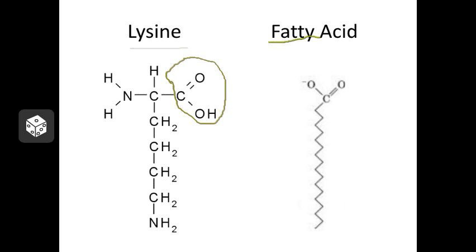On the right, we have a fatty acid. This is an important component of fats. And here's the ionized form of the carboxyl. If we added an H to the end of that and got rid of that negative sign, it might look more familiar. But that's a carboxyl group there as well.